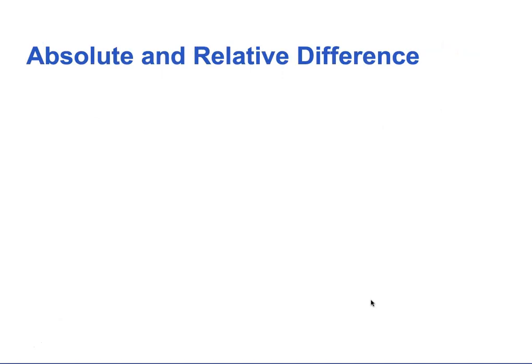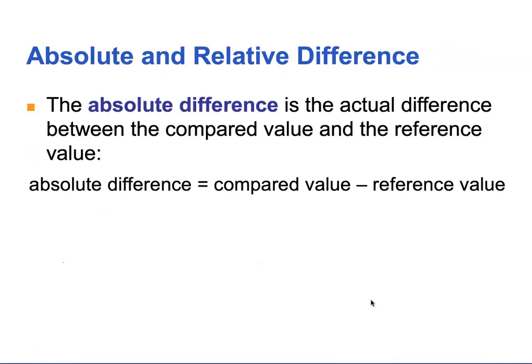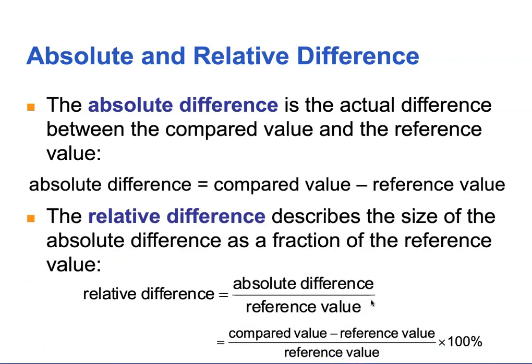Absolute and relative difference. The absolute difference is the actual difference between the compared value and the reference value. So the formula for absolute difference, make sure that you write this and title it, organized in your notes: absolute difference is compared value minus reference value.